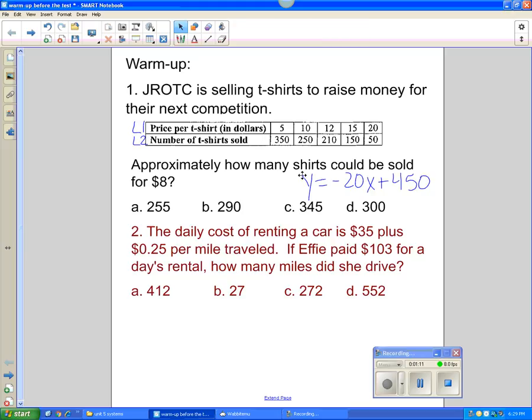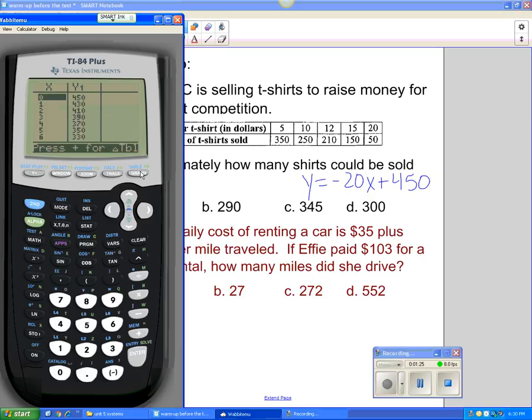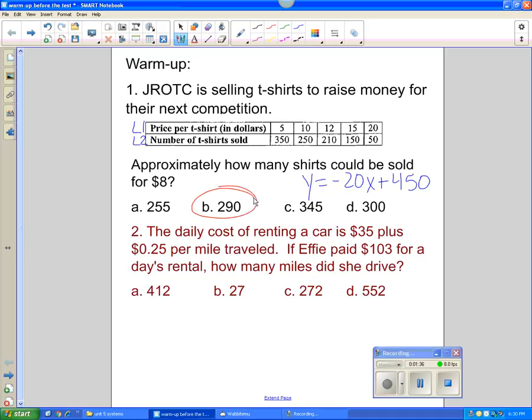Now I'm going to take that y equals and put it in the y equals in my calculator. So I'll hit y equals negative 20x plus 450 and go to second graph. And it says how many shirts can be sold for $8. So I need to go down to 8. And it predicts 290. See that in the calculator, which gives you B.